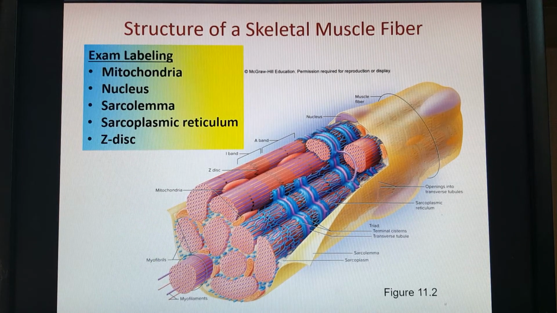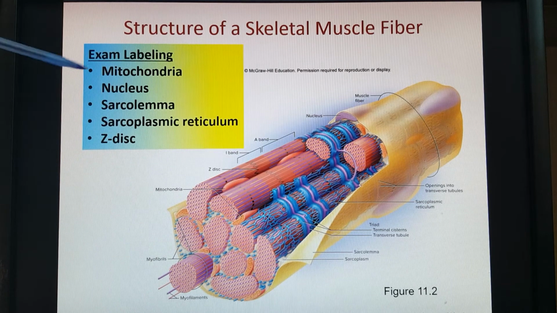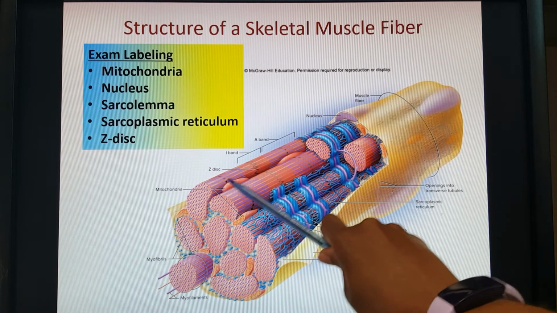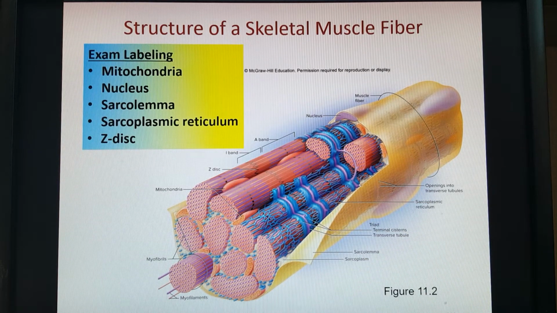All right, time for exam labeling. So with our exam, for this picture at least, you'll have other things to label. We have the mitochondria, the nucleus, sarcolemma, sarcoplasmic reticulum, and Z disc. So our mitochondria in this picture is folded on the inside here, stuck in between those myofibrils.